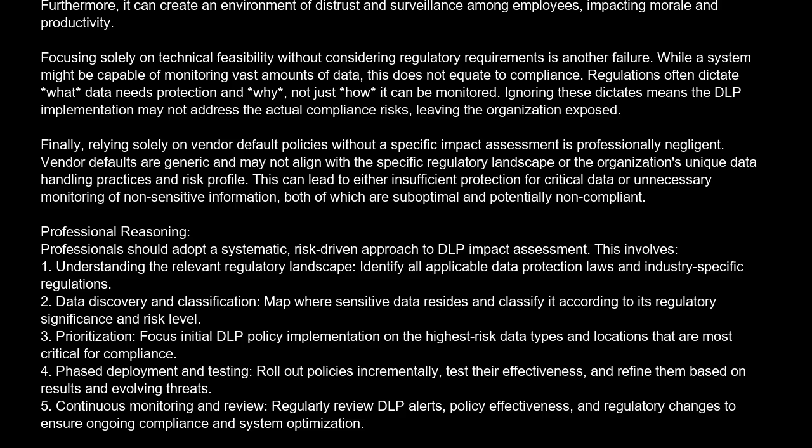Roll out policies incrementally, test their effectiveness, and refine them based on results and evolving threats. 5. Continuous monitoring and review. Regularly review DLP alerts, policy effectiveness, and regulatory changes to ensure ongoing compliance and system optimization. This structured approach ensures that resources are allocated effectively, compliance obligations are met, and privacy is respected.